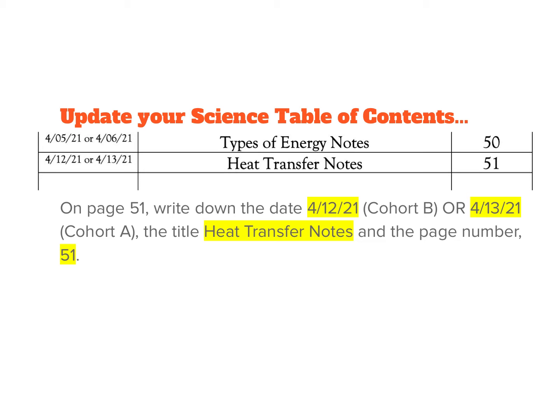Today we're going to focus on this topic called heat transfer. And when we talk about heat, it's a form of energy that's transferred from one object to another because of a difference in temperature. And there's three ways that you can transfer heat. One is through conduction, the next one is convection, and the third one is radiation. And today we're going to take a look at conduction, convection, and radiation.